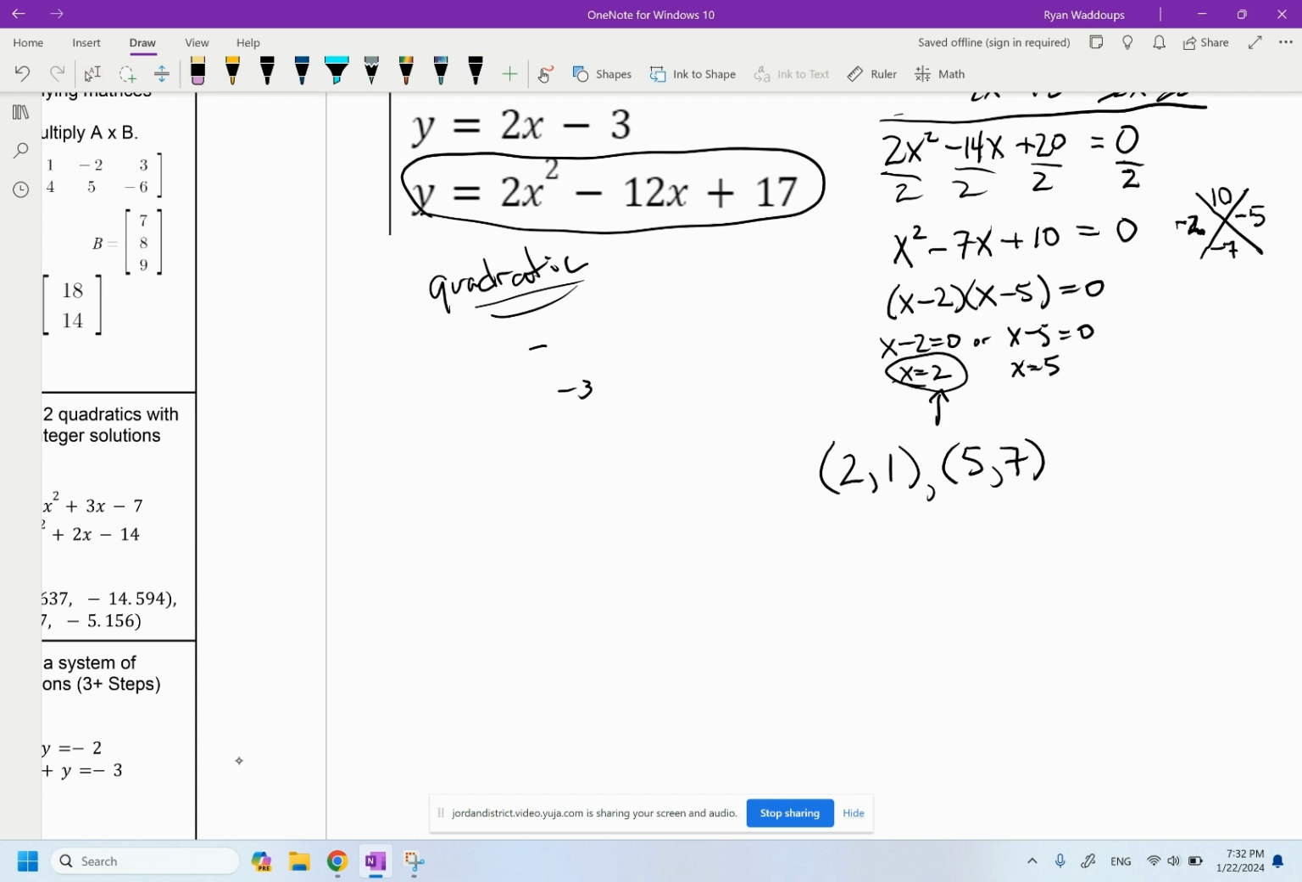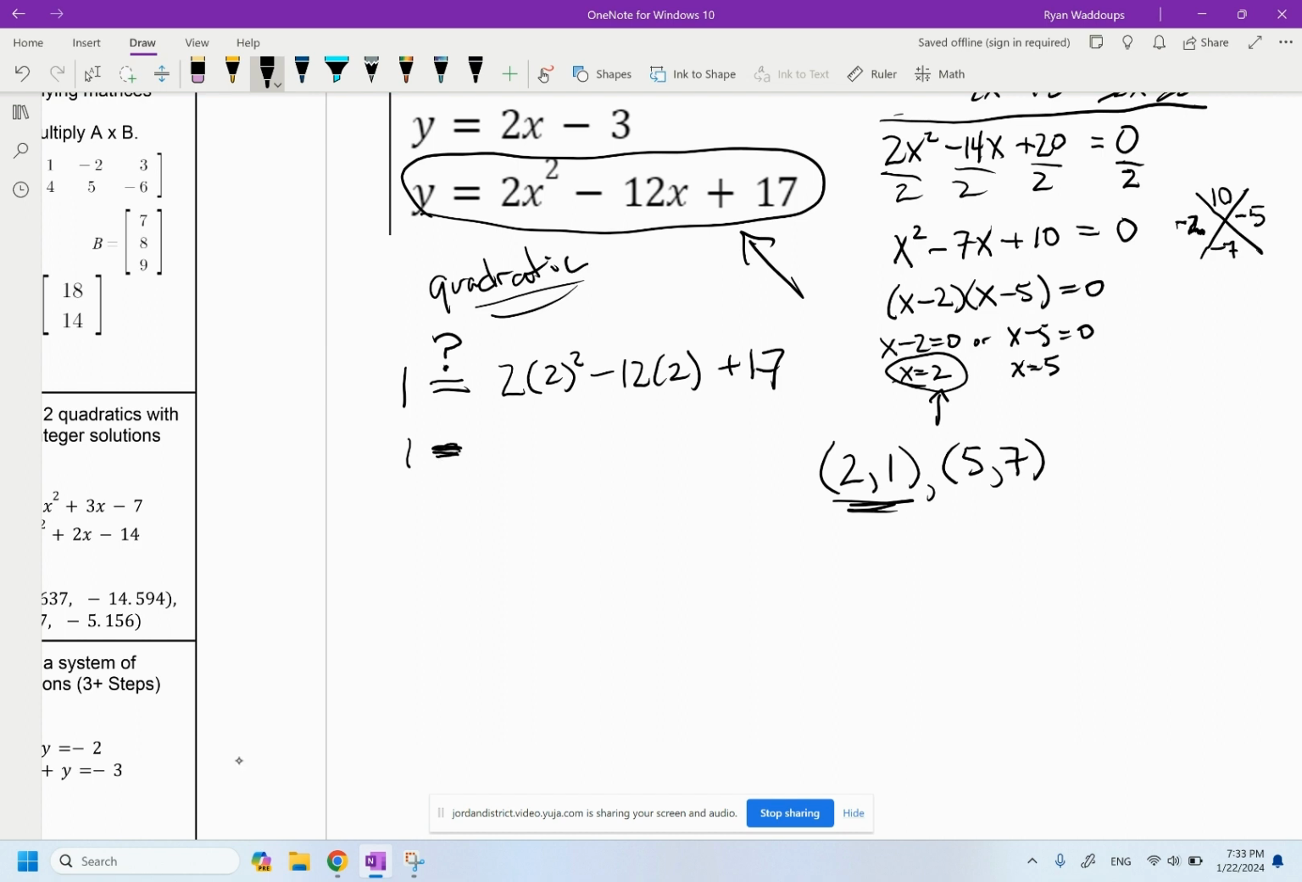I think I'll do it for one just to show you what I'm talking about. Let's use this one here just because it's smaller numbers. y is 1 equals 2 times x is 2, so I've got 2 squared minus 12 times 2 plus 17. So I'm looking at this equation but putting in the values for x and y from here, 2 comma 1. And because I'm doing a check, I like to put a little question mark. Are they equal? I don't want to just assume they're equal because that's not a good habit to get into.